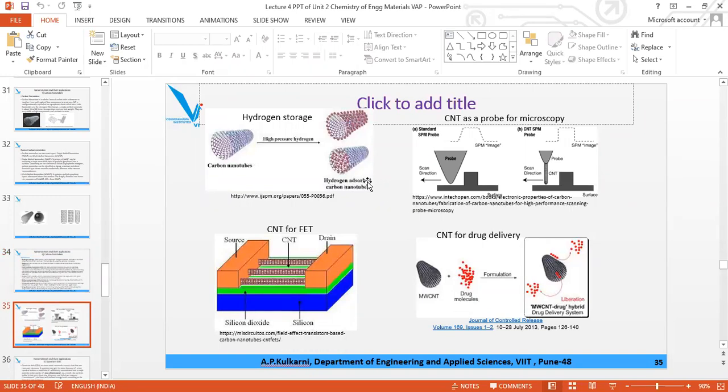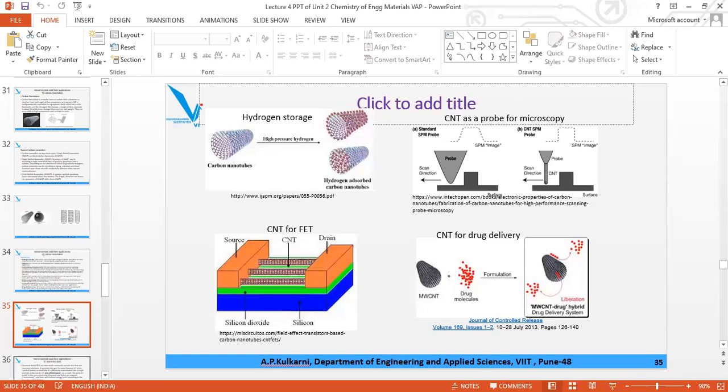There are single walled and multi-walled nanotubes. When many thick nanotubes or graphene sheets are rolled together, it will give a multi-walled carbon nanotube. They can be used for various purposes. These are the applications shown.